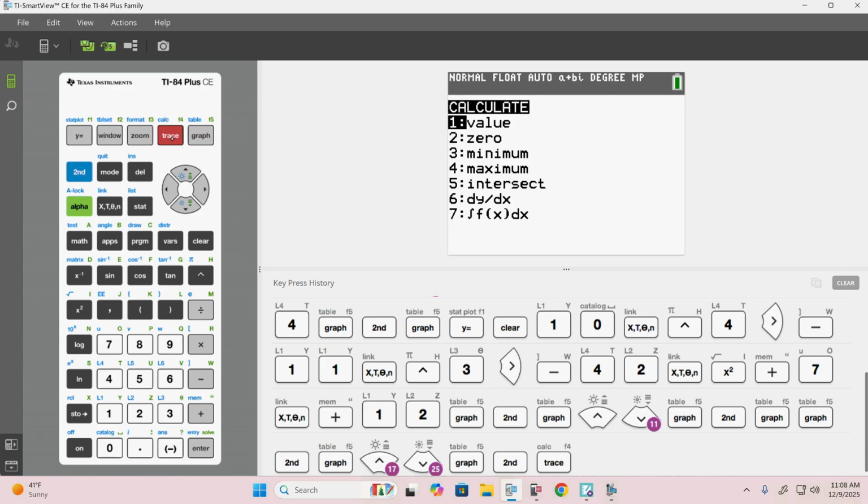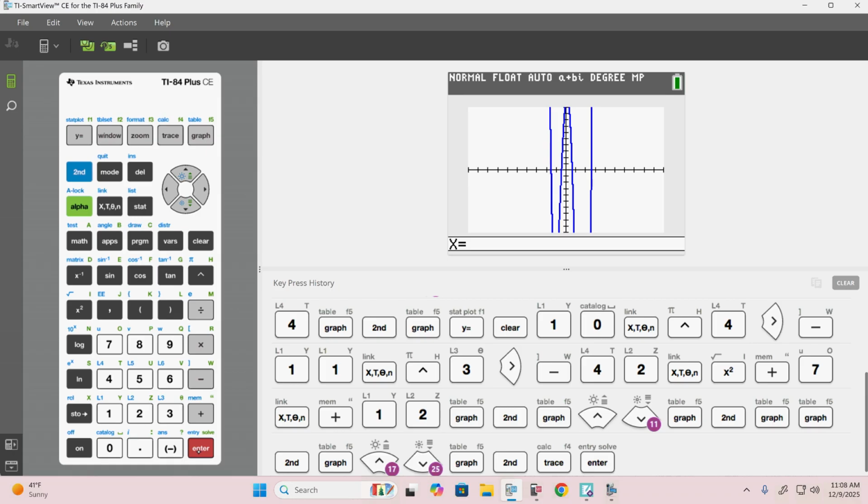Do you all see this list here? What is the first option that we have? Hit enter with a value. Select it. What is it saying there? X equals. As long as the number that we plug in for X is inside the window, inside the X values that is listed here, so in this case, -10 to 10, it will tell us the value.